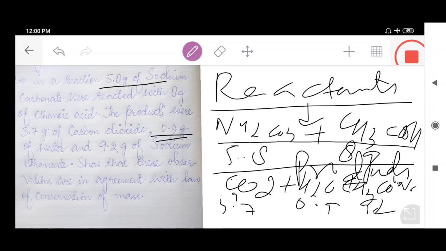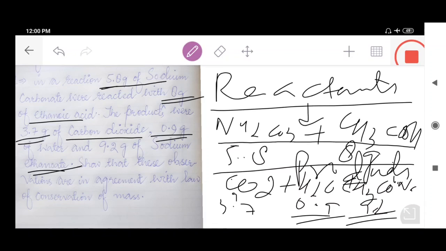As far as reactants are concerned, we have two reactants. One is sodium carbonate, that is 5.8 grams, and we have acetic acid, that is 8 grams. And when these reactants react with each other, there is formation of carbon dioxide 3.7 grams, water 0.9 grams, and sodium ethanoate 9.2 grams. So this was the data. Jot it down.